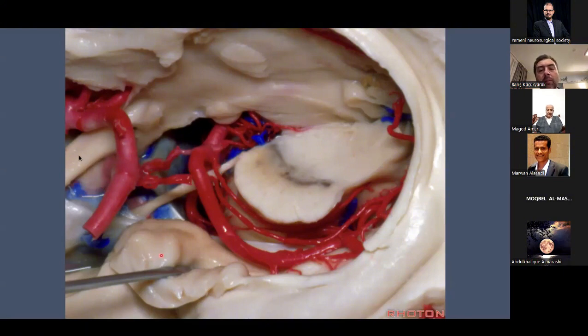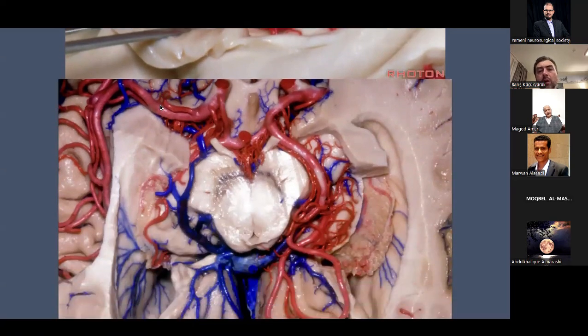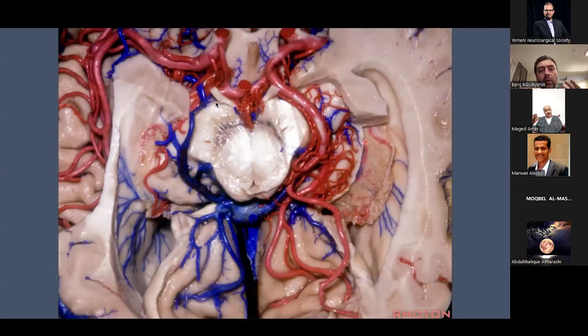Again, as I told, basically the uncus is supplied by the anterior choroidal artery, while the posterior cerebral artery supplies the posterior structures. Very complex picture, which we look from inferior. There is the mesencephalon in the middle. All the inferior structures are removed to expose the temporal horn, the left temporal horn here, the choroid plexus here. On the right, we see the temporal horn, the choroid plexus is cut.